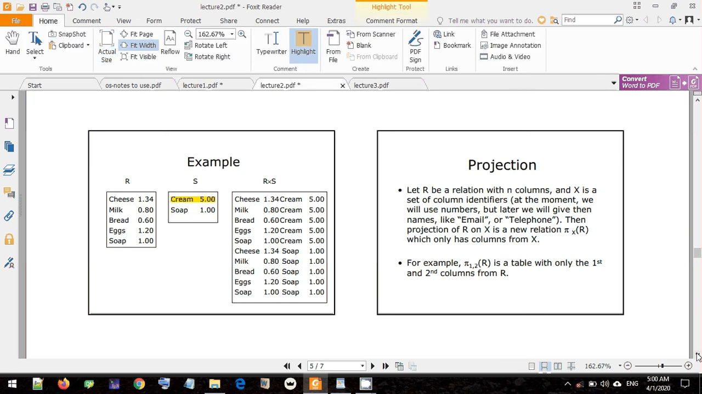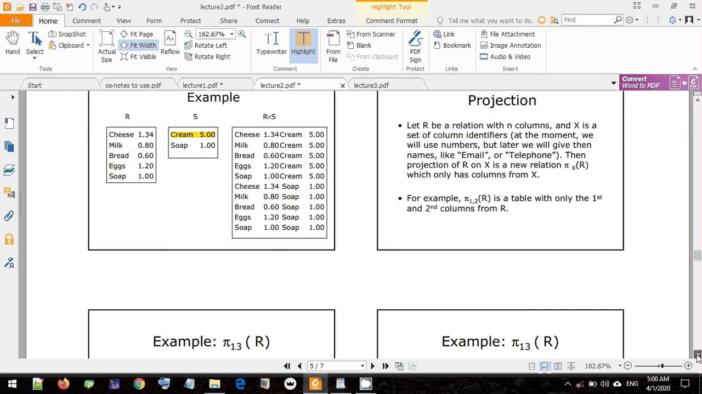Projection. Let R be a relation with n columns and X a set of column identifiers. At the moment we will use numbers, but later we are going to use names like email, telephone to describe the domains of various relations. Then the projection of R on X is a new relation, pi subscript X of R, which is read as the projection of R on columns X. For example, the projection of the relation R on columns 1 and 2 is a table with only the first two columns in R.